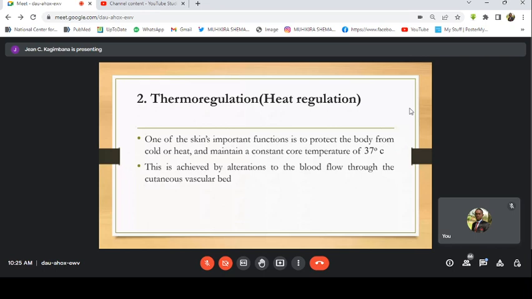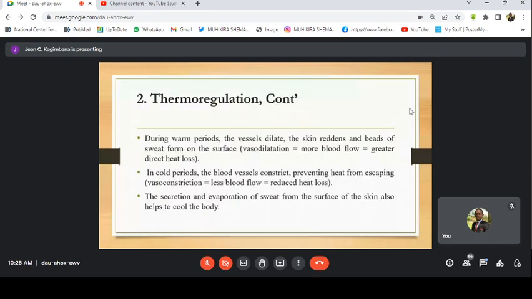Now, during a hot period, the vessels dilate, the skin reddens and beads of sweat form on the surface, vasodilatation. Then, in a cold period, of course, there is a vasoconstriction, and you have less blood at this portion of the skin, the epidermis, and it reduces heat loss. The secretion and the evaporation of sweat from the surface of the skin also help to cool the body. But this is a small role. This is played by the sweat gland.